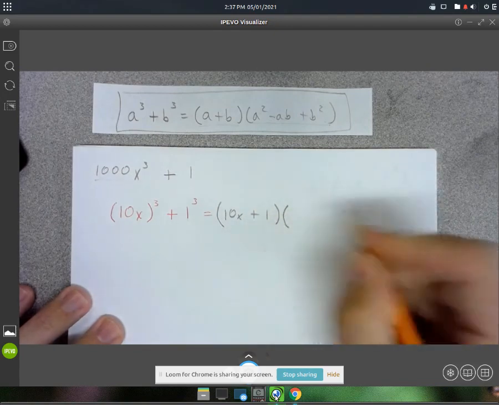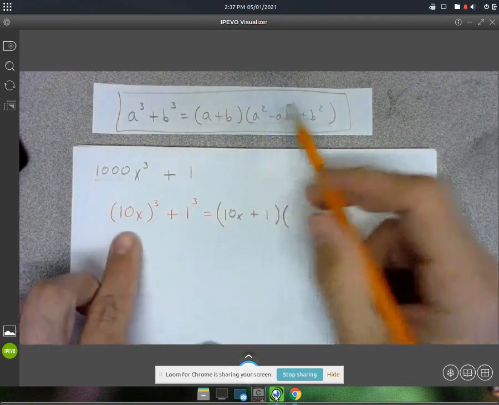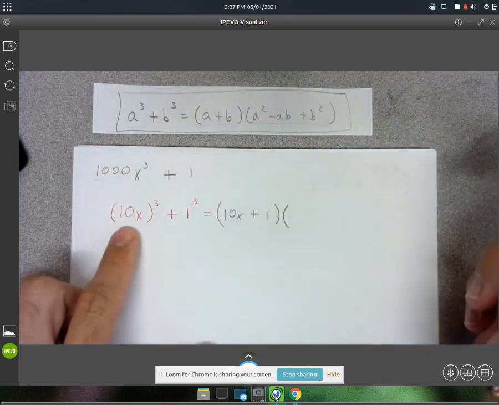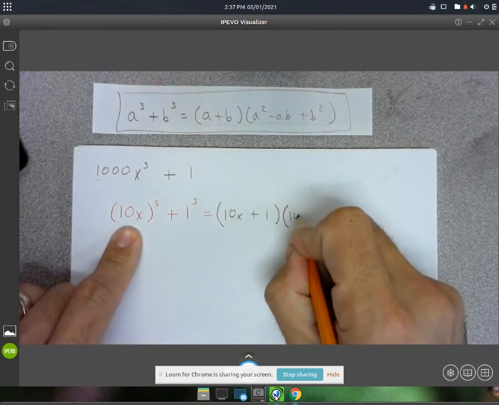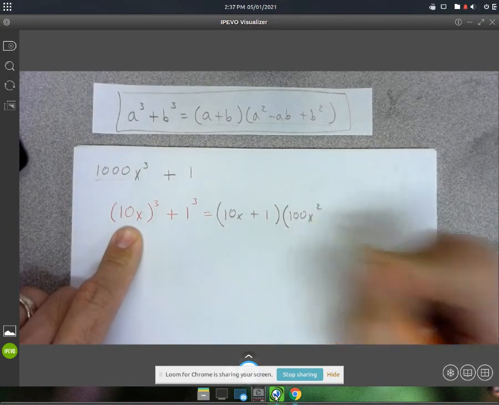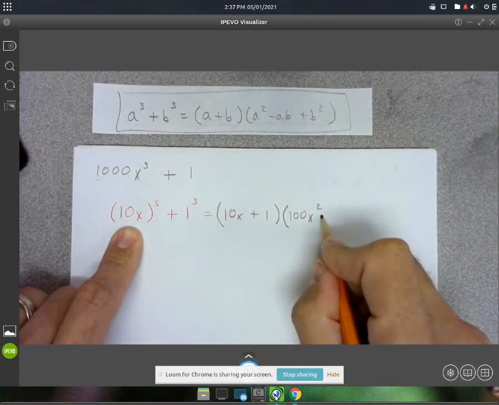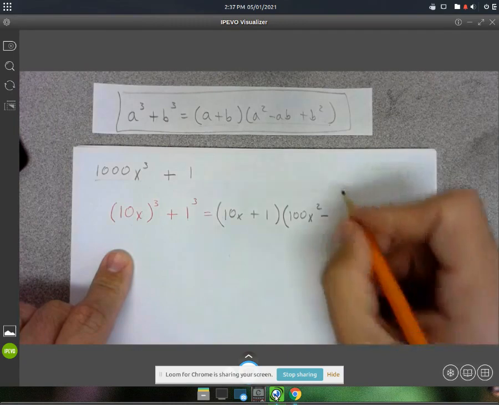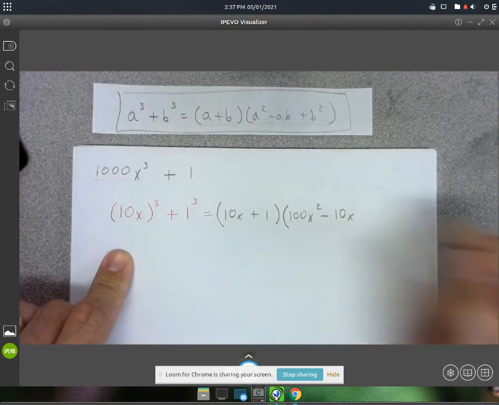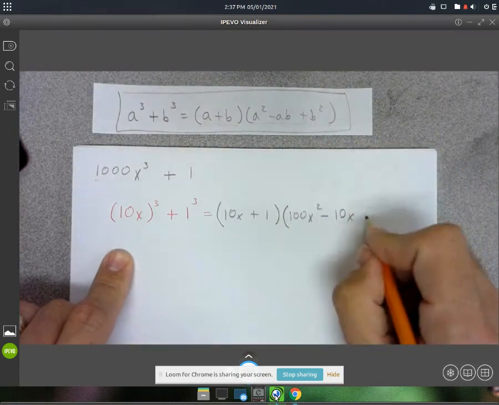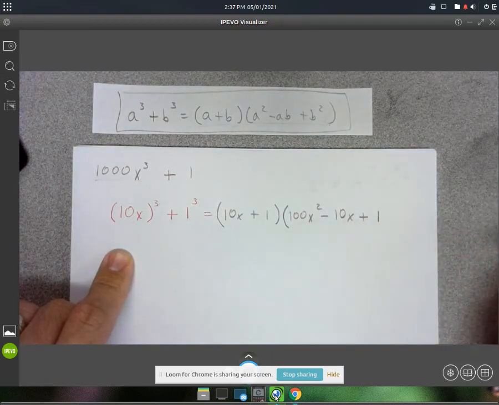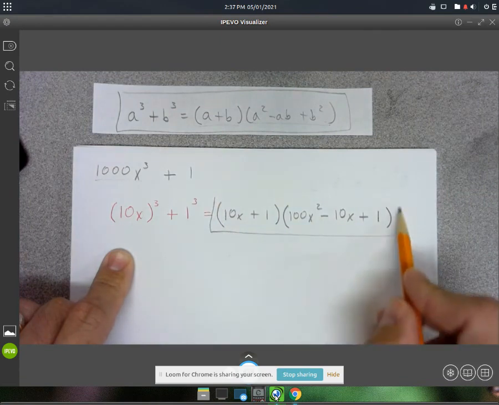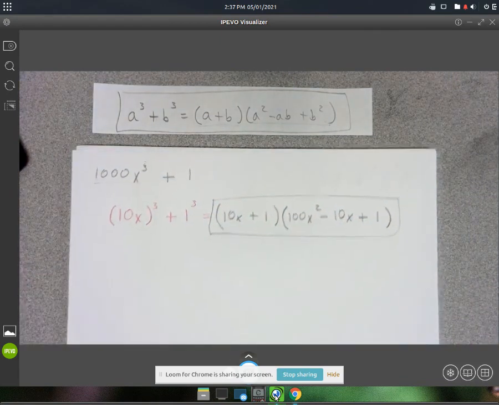Okay, and then it's going to be a squared. So I'm going to do 10x times 10x. That's going to be 100x to the second power. And then here's your minus sign. Don't forget that thing. And then it's a times b, which is just 10x times 1. So that's going to be 10x. And then plus b squared. So plus 1, 1 times 1. And there you have it. She's all factored.